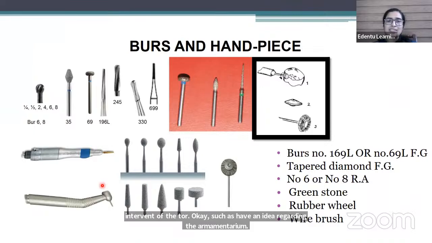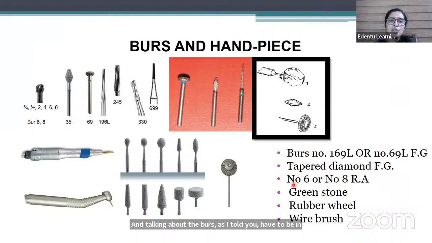And talking about the burs, as I told you, you have to be in a position to pen down all of this in simpler words, just like how I have shown here. We have the different number burs like 169L or 69L FG, tapered diamond FG bur, number 6 or number 8, greenstone, rubber wheel, as well as the wire brush.